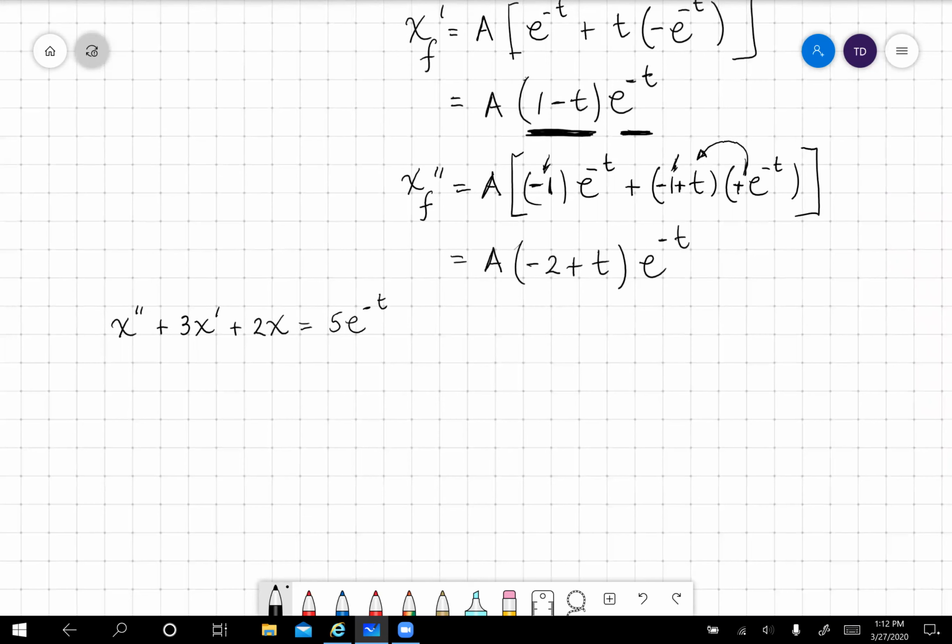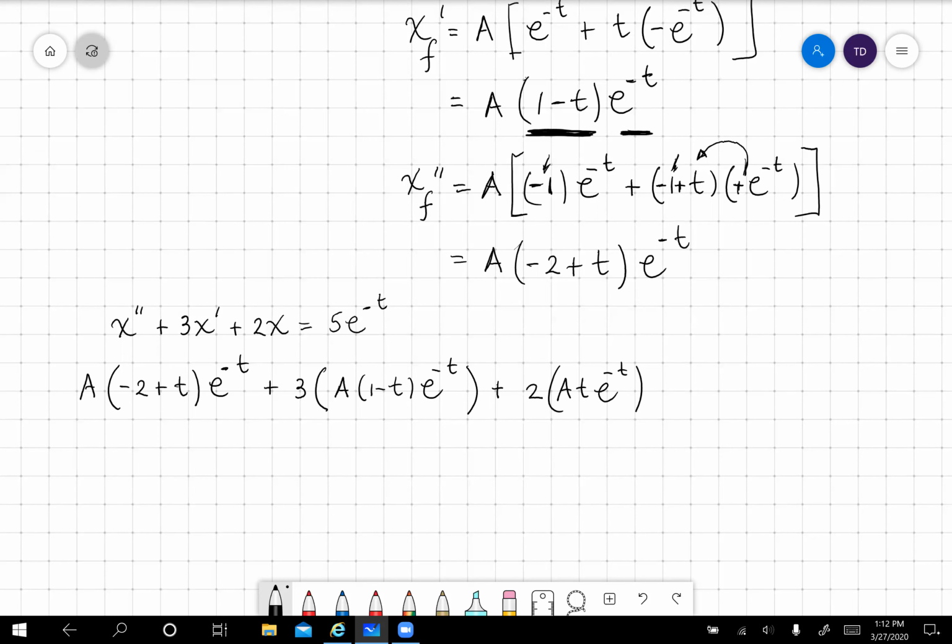X double prime, a minus 2 plus t e to the minus t, plus 3 times a 1 minus t e to the minus t, plus 2 times a t e to the minus t. And all of that should be equal to, what's interesting is it's only equal to 5 e to the minus t. Even though the guess started with an extra t in it, all of it is going to be equal to 5 e to the minus t.